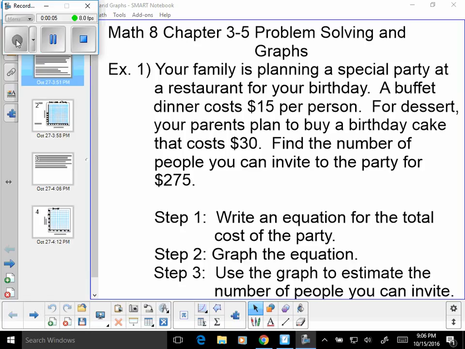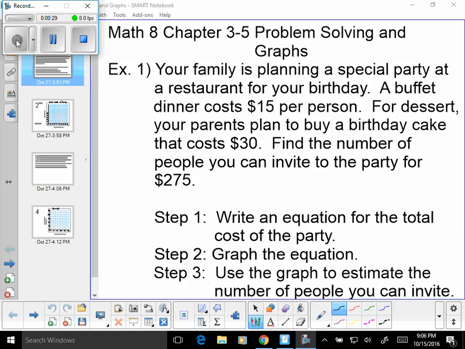Hello again, class. This is lesson 3.5, problem solving and graphs. In this lesson, we are going to work with how we use linear equations or functions to actually solve story problems. This is a real-life application of how linear functions are used.